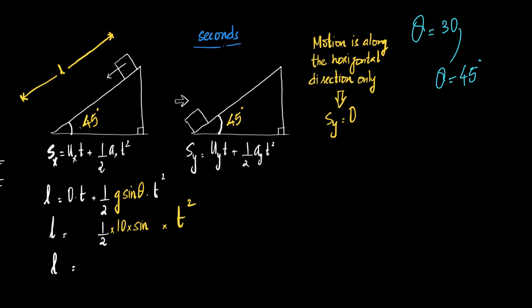So what is Sx equal to? Uxt plus half axt square. What is ux? 0. So that becomes 0 into t. Half into ax. What is ax? Ax is g sine theta. G sine theta into t square.